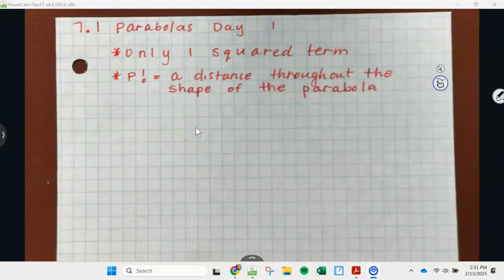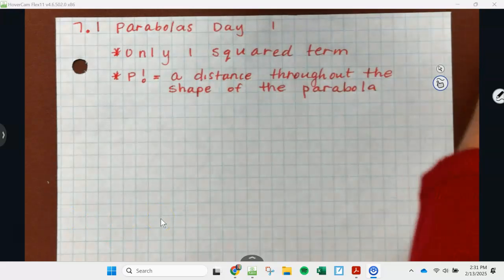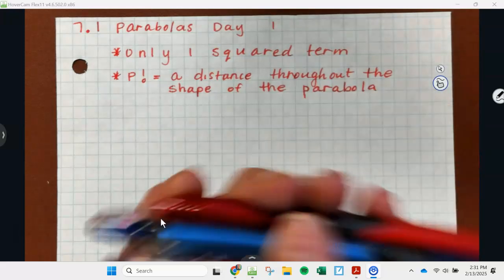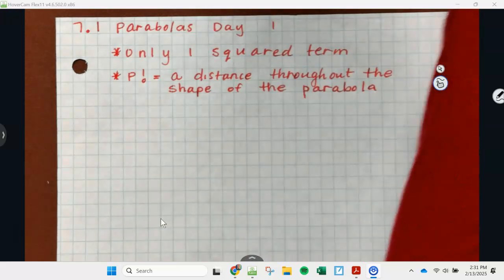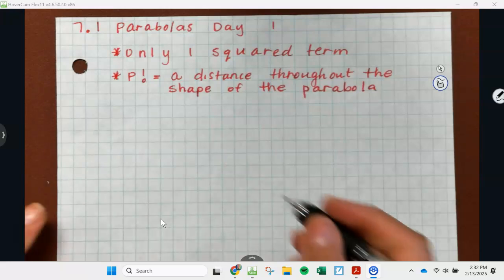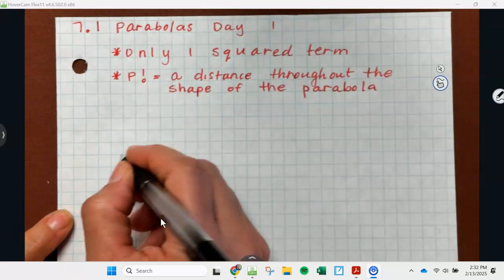Let's go ahead and start this quick lesson, really what you need to know as you're writing this down. P is a distance that really shapes the parabola, and we're going to talk more about the letter P in a moment, but remember P can be positive or negative. Let's go ahead and get started, and remember that parabolas only have one squared variable.